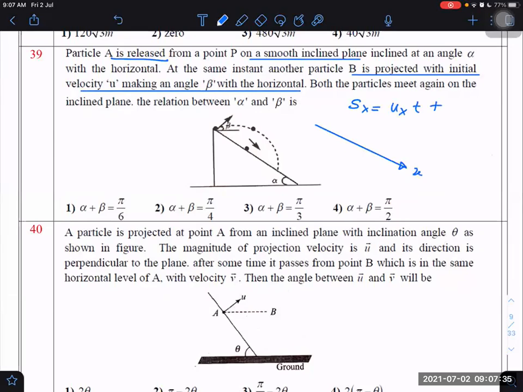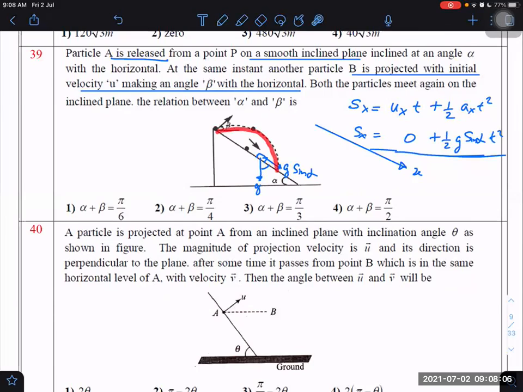ux into t plus half of ax into t square. I told you that along the incline, if it is g, it is 90 minus alpha. Component along the incline of acceleration will always be g sine alpha. I'm taking downward as positive. Ux is 0. This is displacement along x-axis for the particle which is just released.